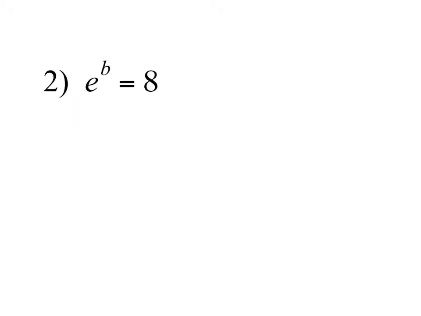So in this case, I have the e. That means that I'm using the natural logarithm here. So I can rewrite this as the natural logarithm of 8 equals b. So natural logarithm of 8. So b equals 2.0794.